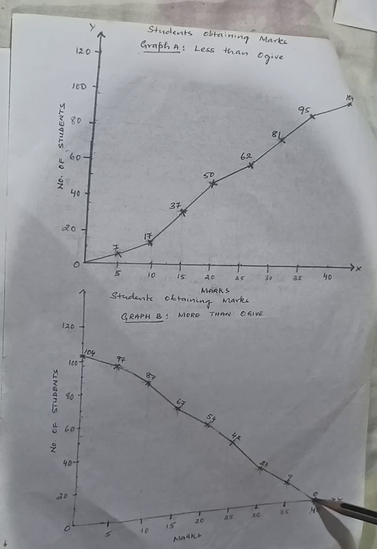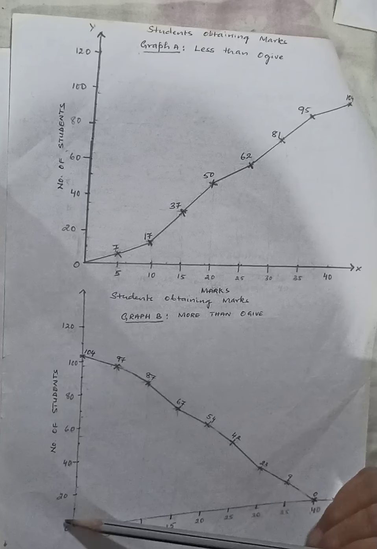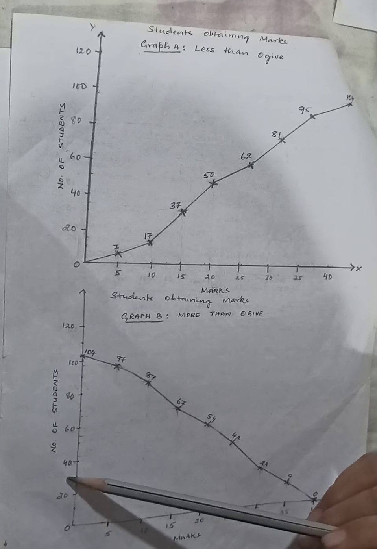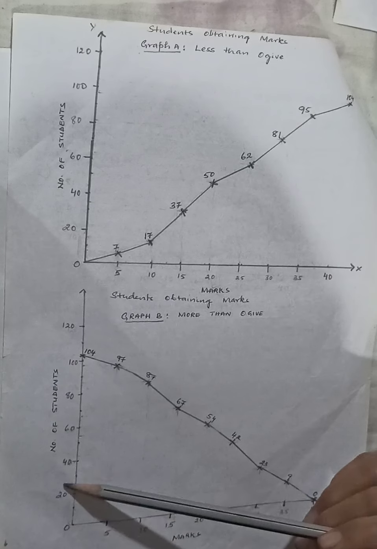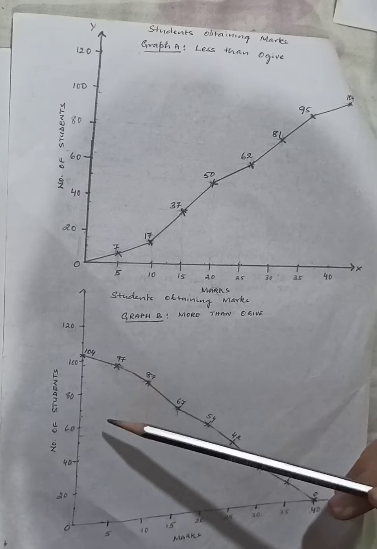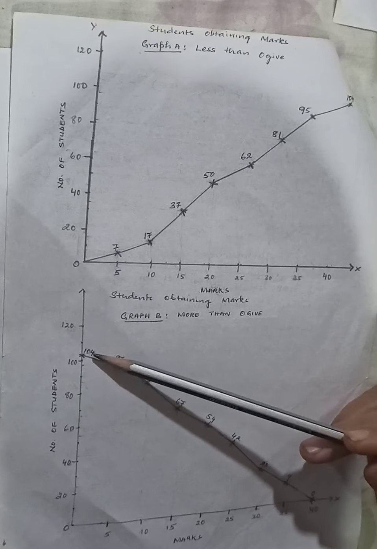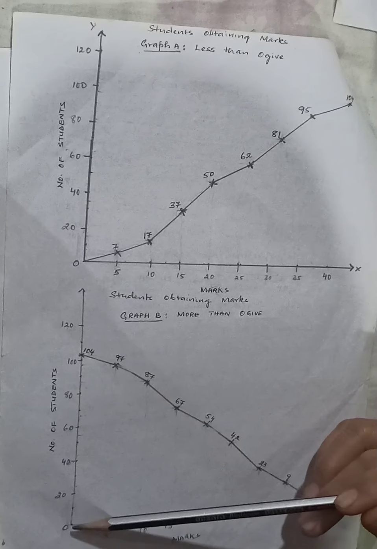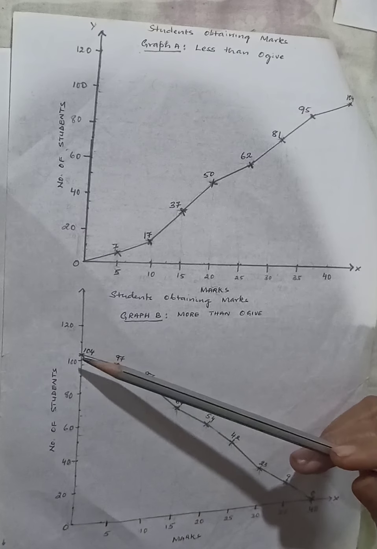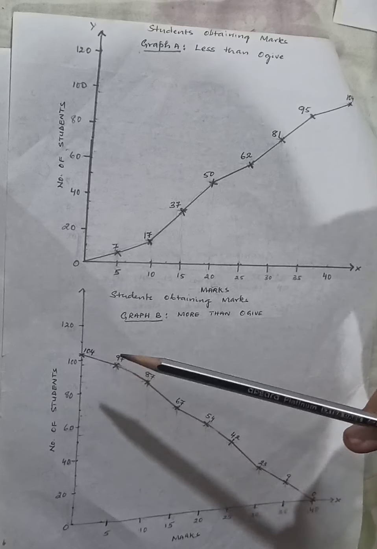So looking at the lowest and the highest, we are plotting here with the same unit. In each unit, 20 numbers fall. So here we are getting more than 0, the number of students is 104.